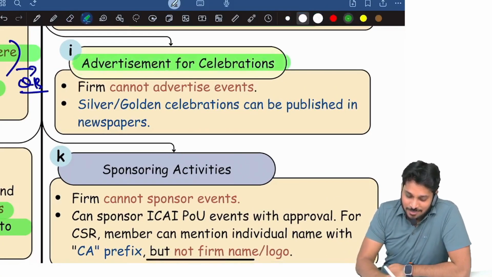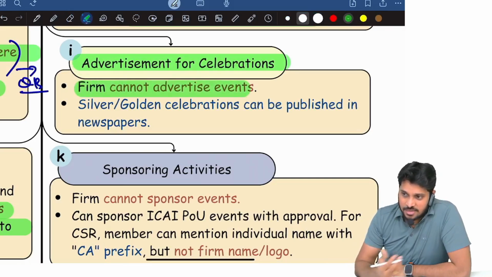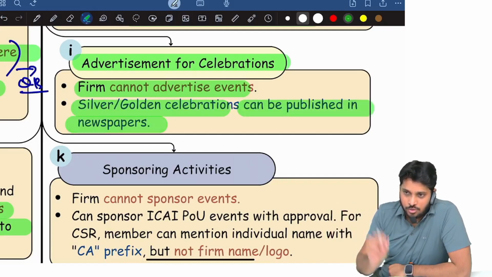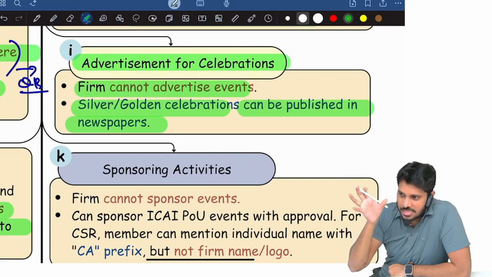Advertisements for celebration. A firm cannot advertise events like silver jubilee, golden jubilee, all this. No, you can't do YouTube streaming and all. Silver and golden jubilee celebrations can be published in a newspaper, that too in a normal size, like a bare statement of facts, all that.